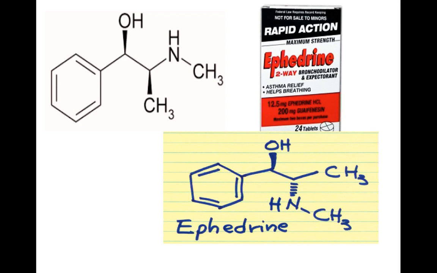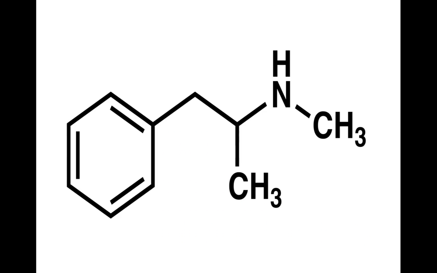Methamphetamine was first synthesized from the naturally occurring alkaloid ephedrine by Japanese chemist Nagai Nagayoshi in 1893 while researching the structure of ephedrine. The structure of ephedrine is shown here. This resulted in what is now known as methamphetamine. The formula for meth is C10H15N. Its molecular weight is 149.2 grams per mole.